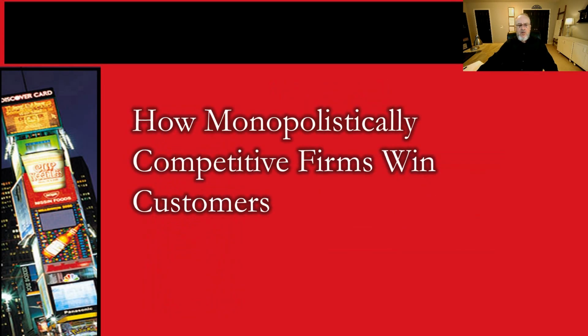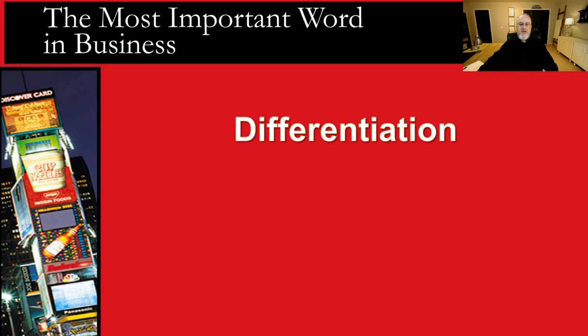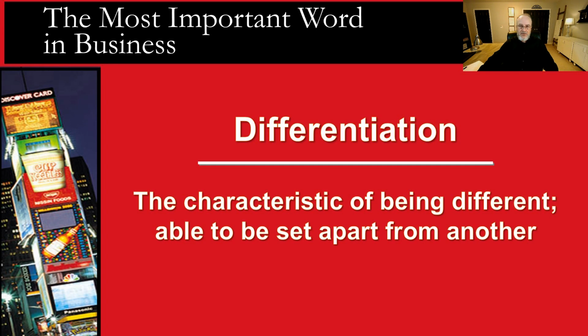Now let's discuss for a moment how monopolistically competitive firms win their customers. In this real world scenario, which you're going to go into if you're not already in it, in your career you're going to enter into, most of the businesses that you're going to work for are going to be monopolistically competitive. How do they win customers? Well, I want to talk to you about what I think is the most important word in all of business. Most important word in all of business. And that word is differentiation. Differentiation. And that is the characteristic of being different, able to be set apart from another.